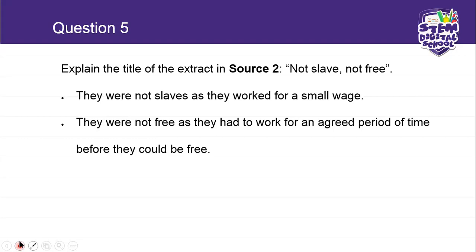Firstly, they were not slaves if they worked for a small wage. So they were not slaves. They were not slaves as they worked for a small wage. What about not free? They were not free as they had to work for an agreed period of time before they could be free. So that was the meaning of the title, not slave, not free.